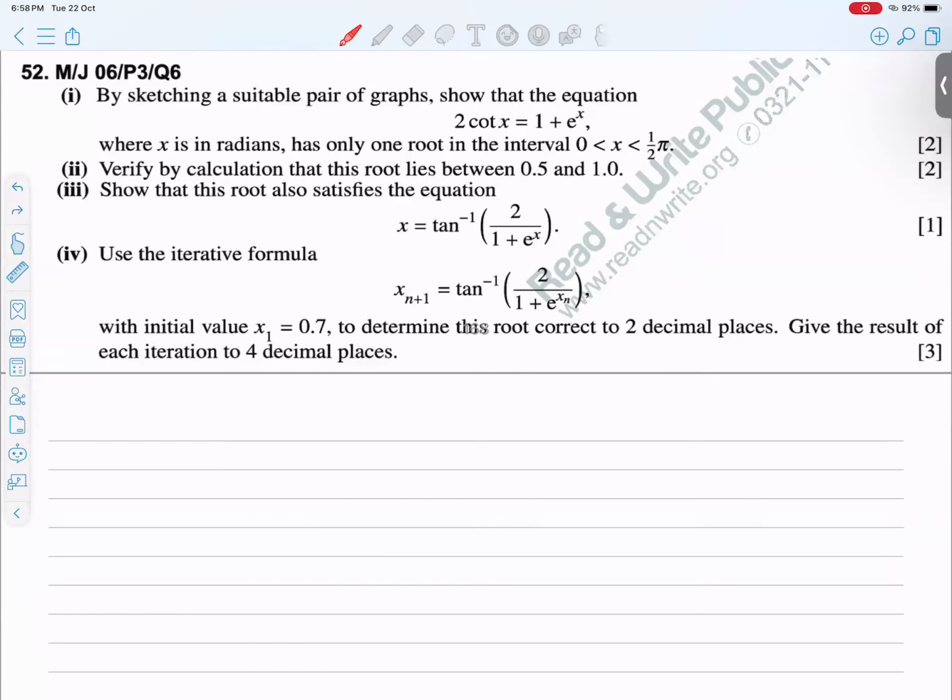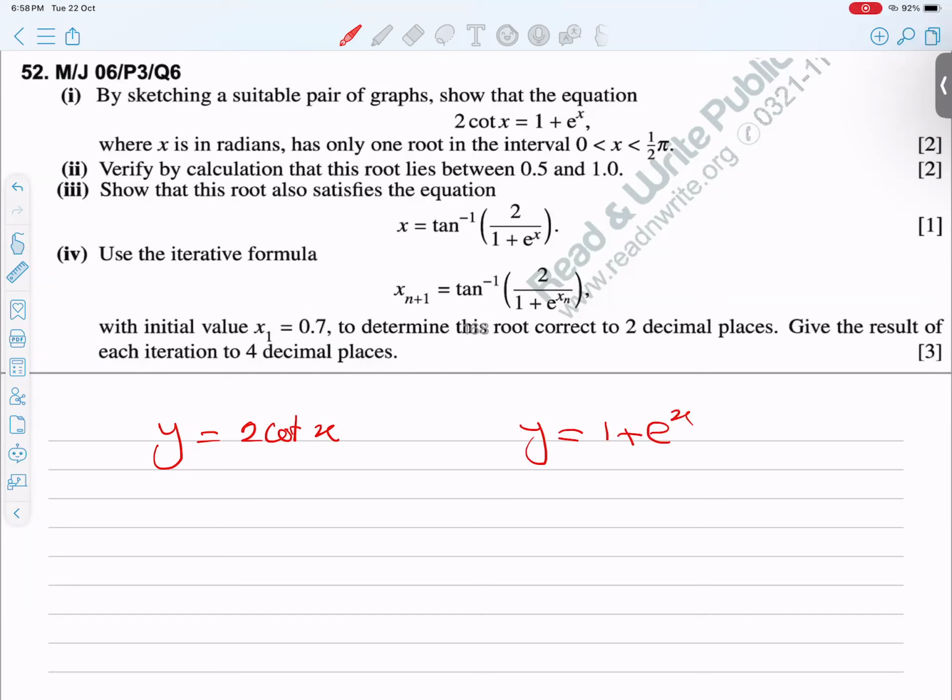Actually, if we concentrate here, we have two things. I can split it in two parts. One part, I'm writing below: y is equal to 2 cot x. And the second part, I can write 1 plus e to the power x.